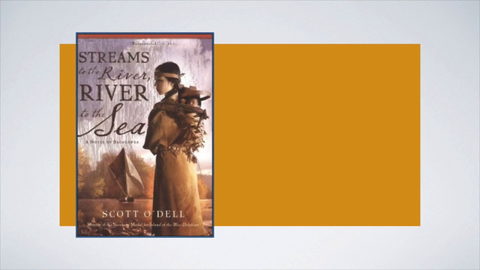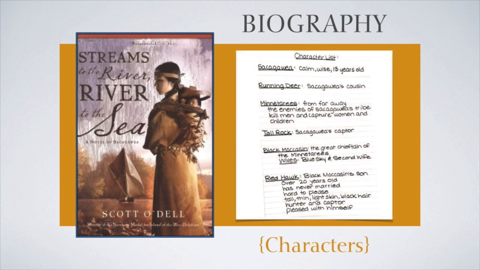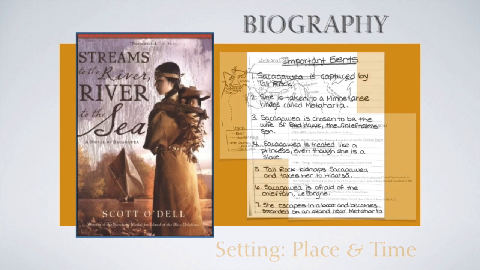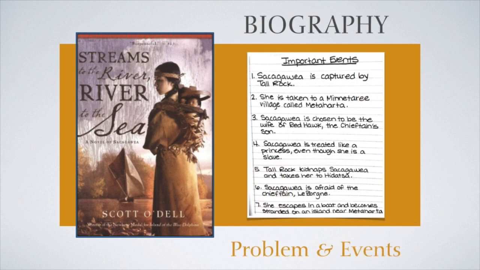In Streams to the River, River to the Sea, a biography of Sacagawea by Scott Odell, students will be able to track characters, including people like Sacagawea and her cousin Running Deer, as well as groups of people like the Minatari tribe. Students will also be able to track the setting. Here you see examples of a map and a timeline that students will use to collect around this critical story element. Finally, students will be able to keep track of important events, including the problem. While in complex text the story may unfold out of sequence through flashbacks, students will be able to place important events in a chronological order.